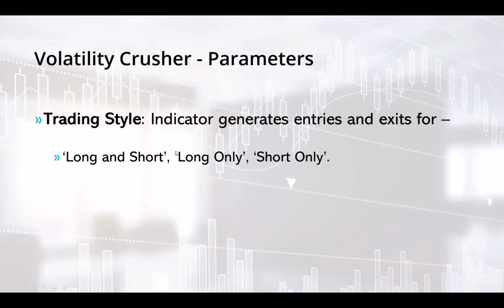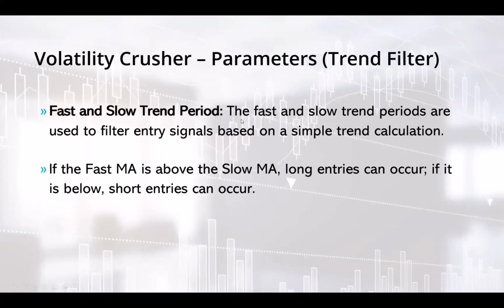And the other parameters for Volatility Crusher are trade direction or trading style. Again, we can choose between long and short signals, long only and short only. And we can determine, should we use a trend filter, yes or no, with the fast and slow trend period. Again, these are two moving averages.